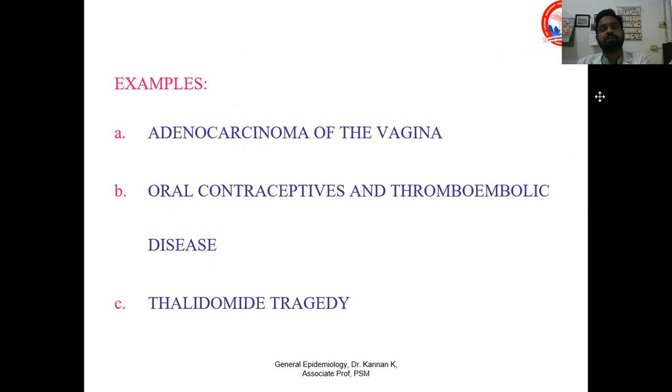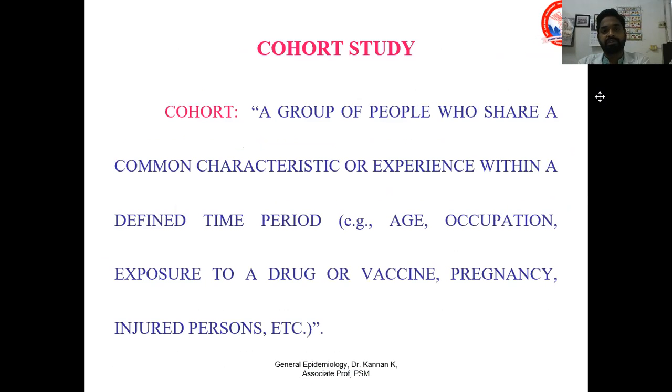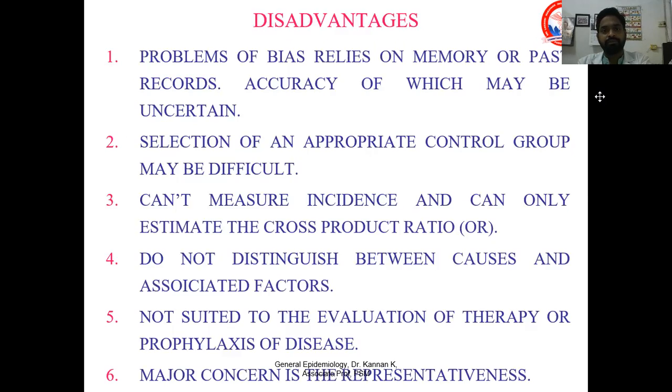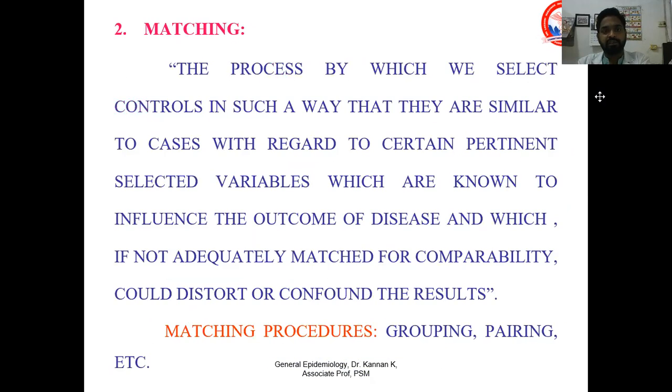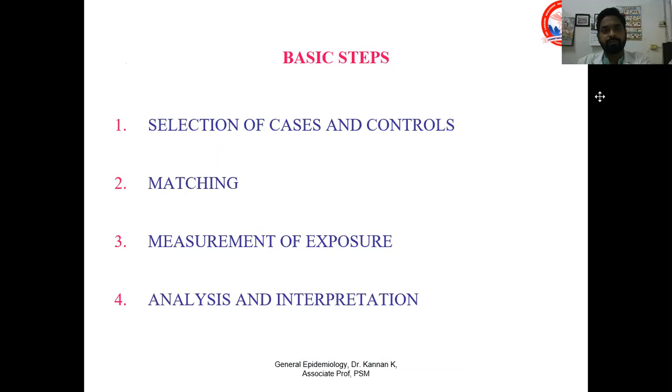Examples: adenocarcinoma of vagina, oral contraceptives and thromboembolic disease, and thalidomide tragedy. These are the famous case control studies in history. Even in Park they have given examples. Right? So to wind up, let us see what are the steps in case control study. We'll go for a cohort. Okay.